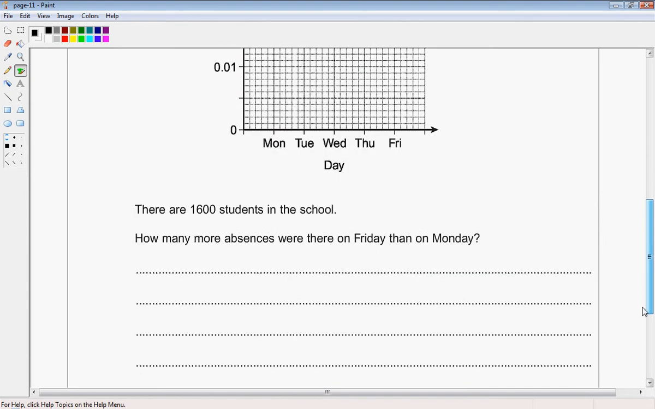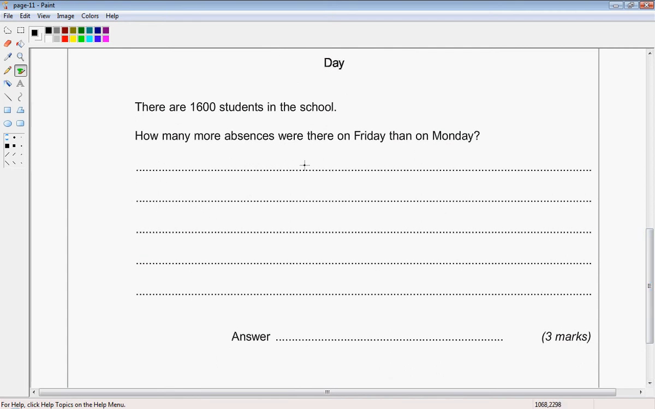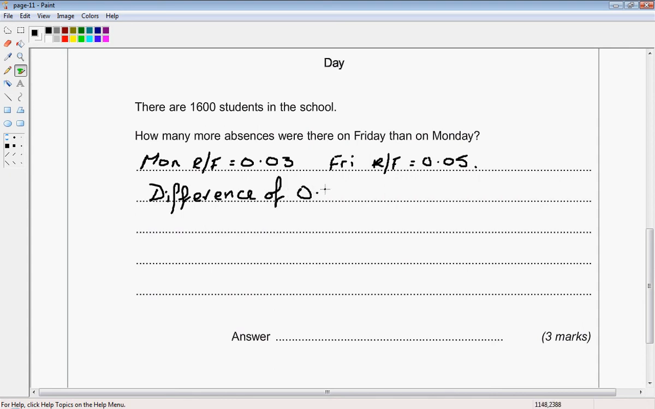So because this is worth 3 marks, I will still write down what I know. So Monday relative frequency equals 0.03. Friday relative frequency 0.05. So I would say that there's a difference of 0.02.